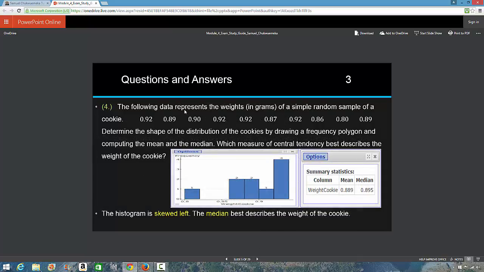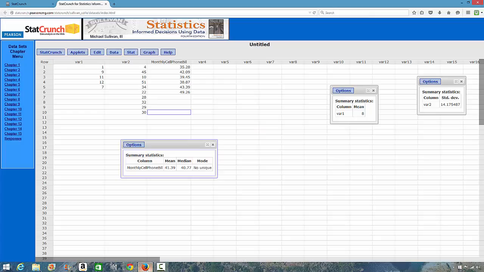Question 4. The following data represents the weights in grams of a simple random sample of a cookie. So you have these data entries. Determine the shape of the distribution of the cookies by drawing a frequency polygon and computing the mean and the median. Which measure of central tendency best describes the weight of the cookie? So we also use our StatCrunch to draw our frequency polygon.